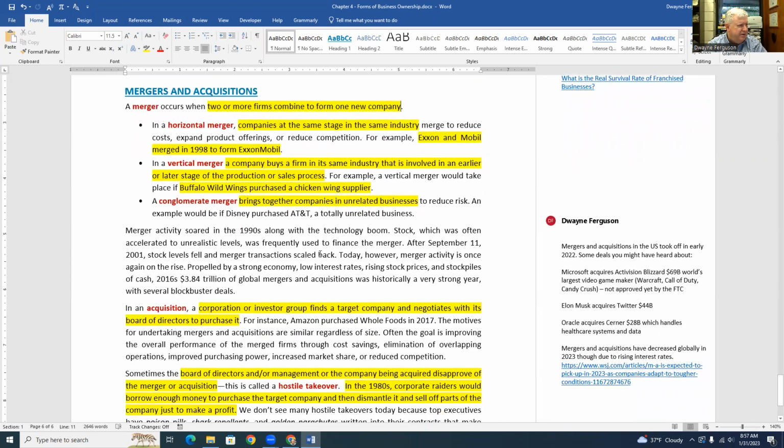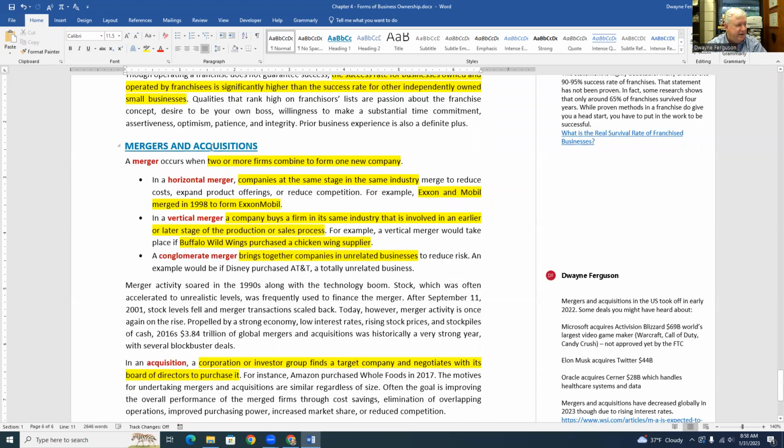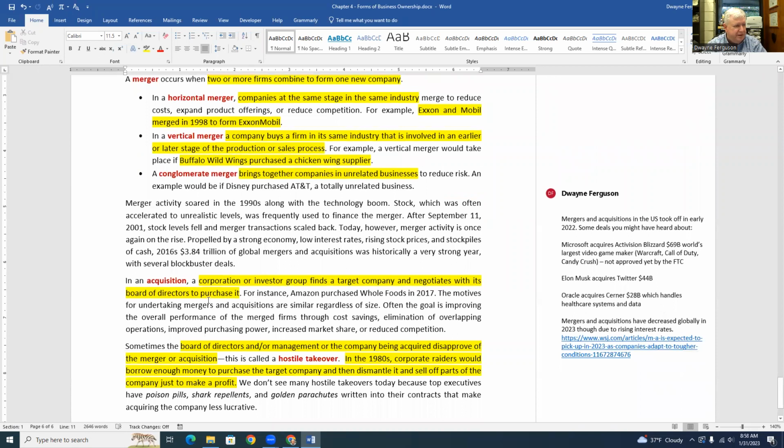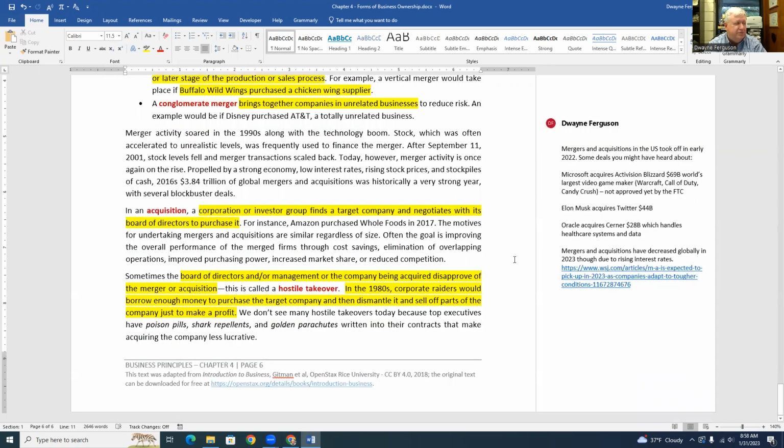All right, so two companies could merge together, and we've seen a lot of mergers over the years. You hear talk about mergers and acquisitions. Every year you see the articles about that. So an acquisition is when a corporation or investor group finds a target company, negotiates with its board of directors to purchase it. And sometimes they can purchase the company for so much per share. And so the stockholders end up being stockholders of a new company.